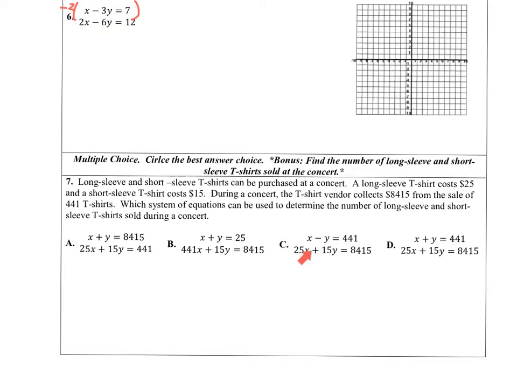If we're talking about totals, do you think I would subtract it all? Probably not. I'd probably say C is out right away. Okay. And I'm also going to help you out in the fact that I would say let long sleeve shirts be X and short sleeve be Y.